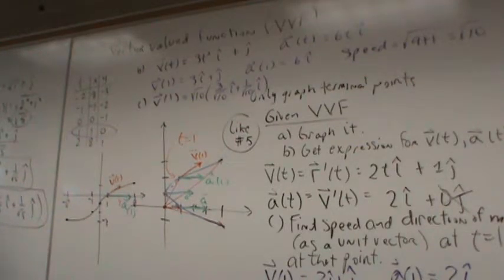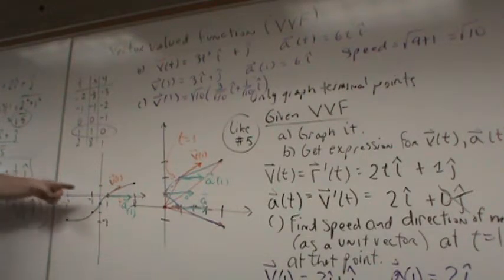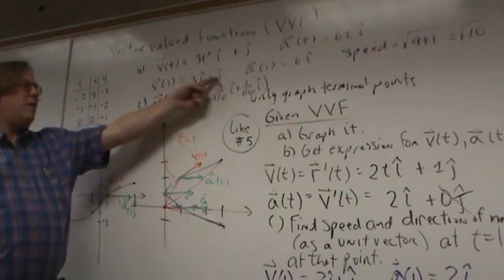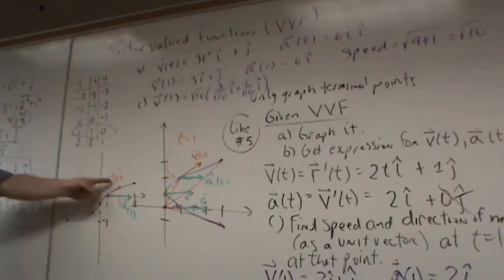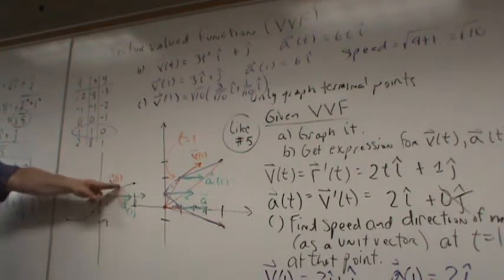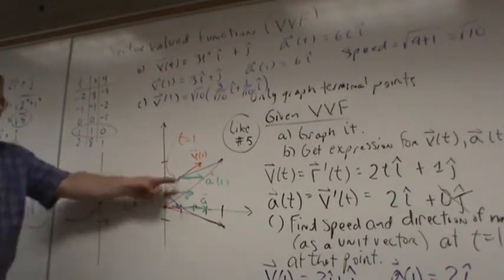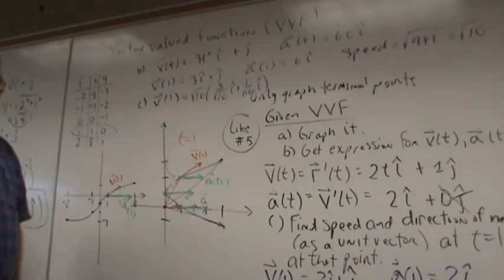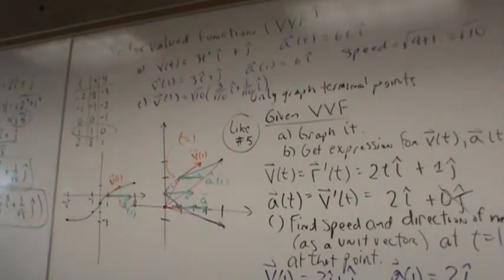Yes? When we draw the vector for a velocity, do we draw the unit vector? No, when you draw the velocity vector, you actually draw the actual vector. So my vector here, I went over 3 and up 1. This vector here, I went over 2 and up 1. Definitely, you want to draw your vector as it is.